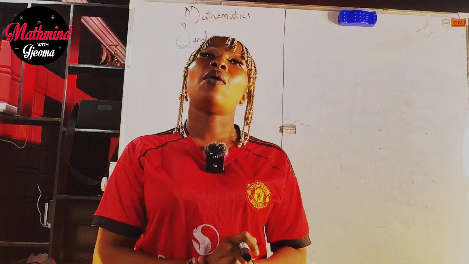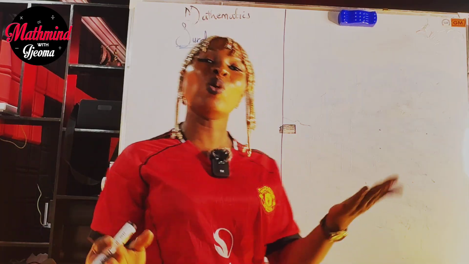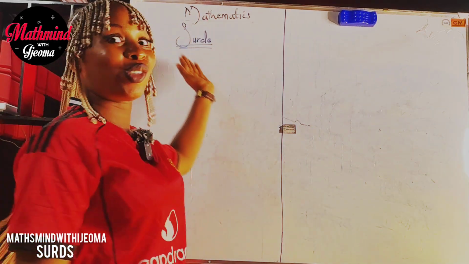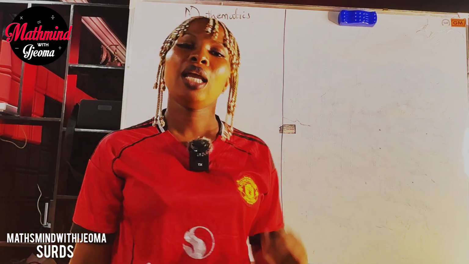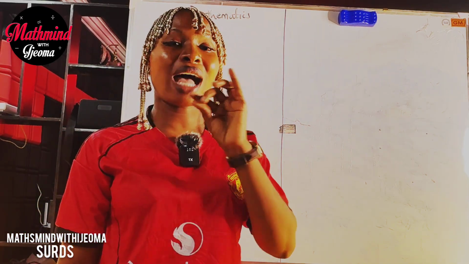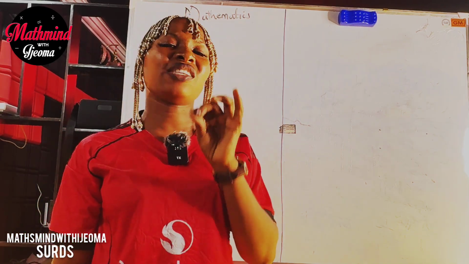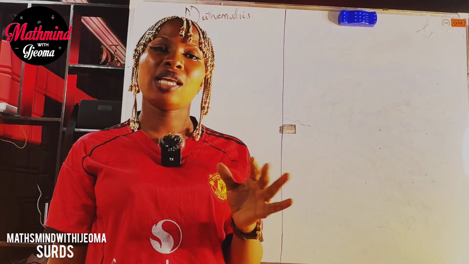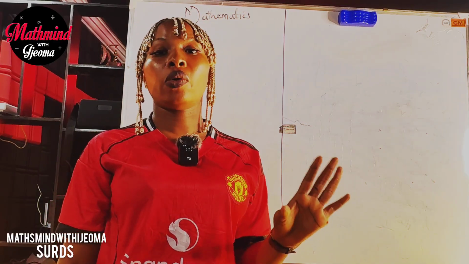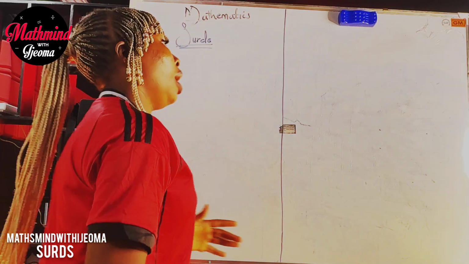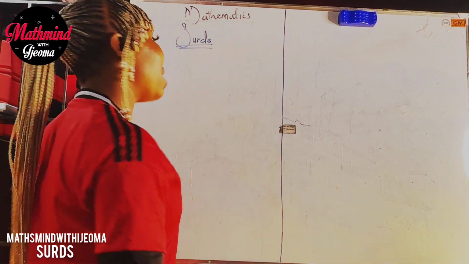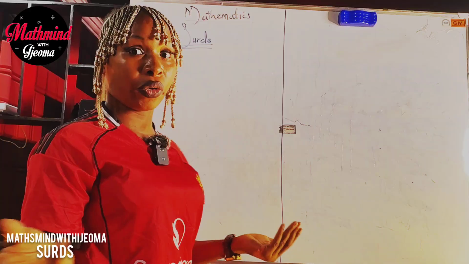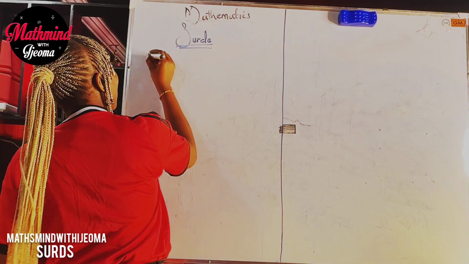Now, that brings us to what we have today: surds. Those numbers that do not have exact square roots are classified as surds, and there are ways to sort them out. Let's start with squares and square roots. Squares.